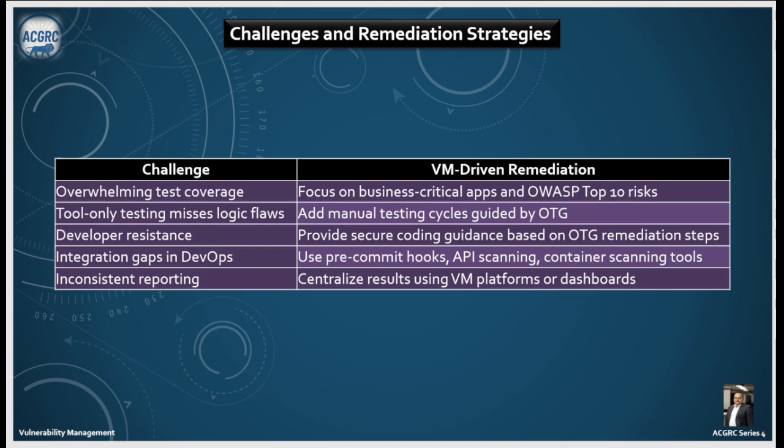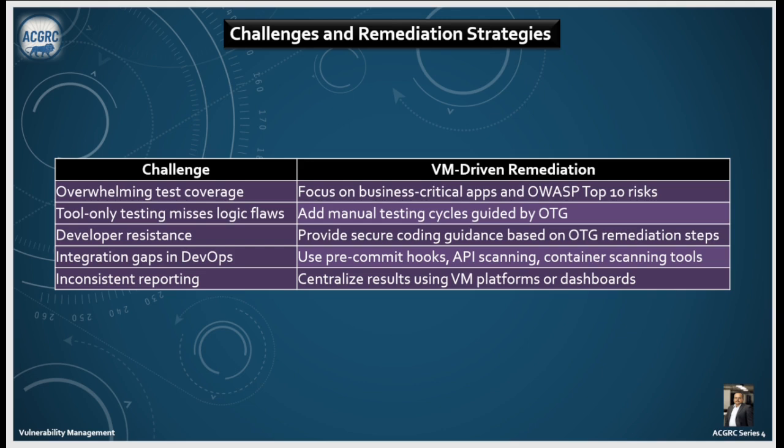The next challenge is no evidence for audit or compliance. Well, if findings aren't documented properly, it's hard to show auditors you tested at all. Well, remediation: create a repeatable report template based on OWASP. Log findings with screenshots, affected URL, payload, and severities. Tag issues with regulatory mapping when possible.